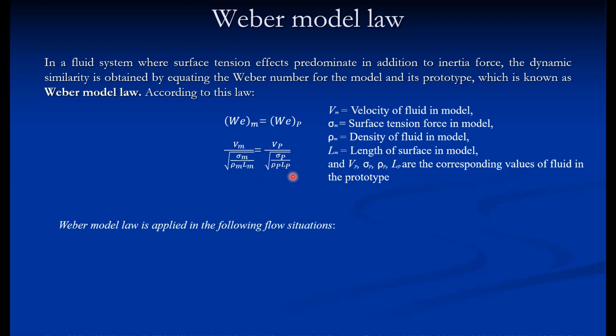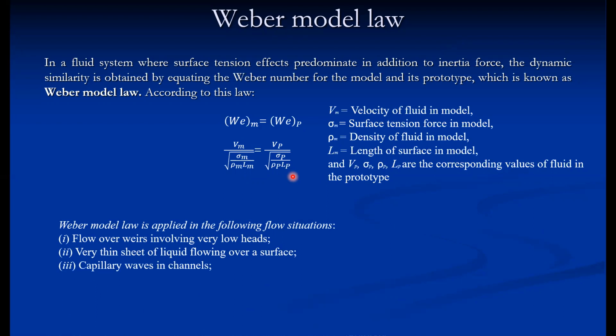Weber law is applied in the following flow situations: the flow over weirs involving very low heads, then a very thin sheet of liquid flowing over a surface, then capillary waves in channels, capillary rise in narrow passages, and capillary movement of water in soil. So wherever the effect of surface tension is considered, especially the capillary waves in channels, that is because of the surface tension.